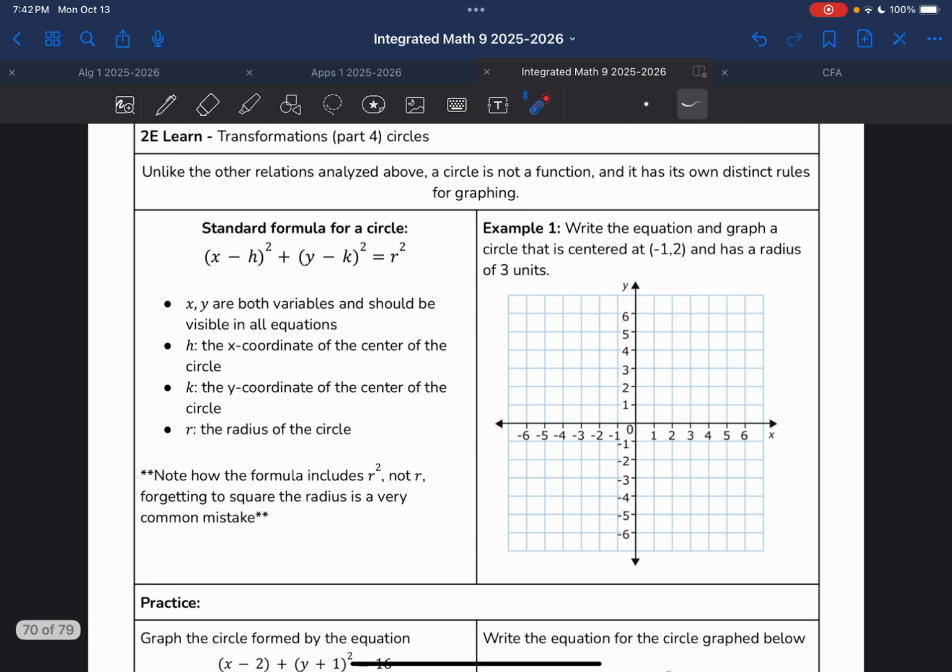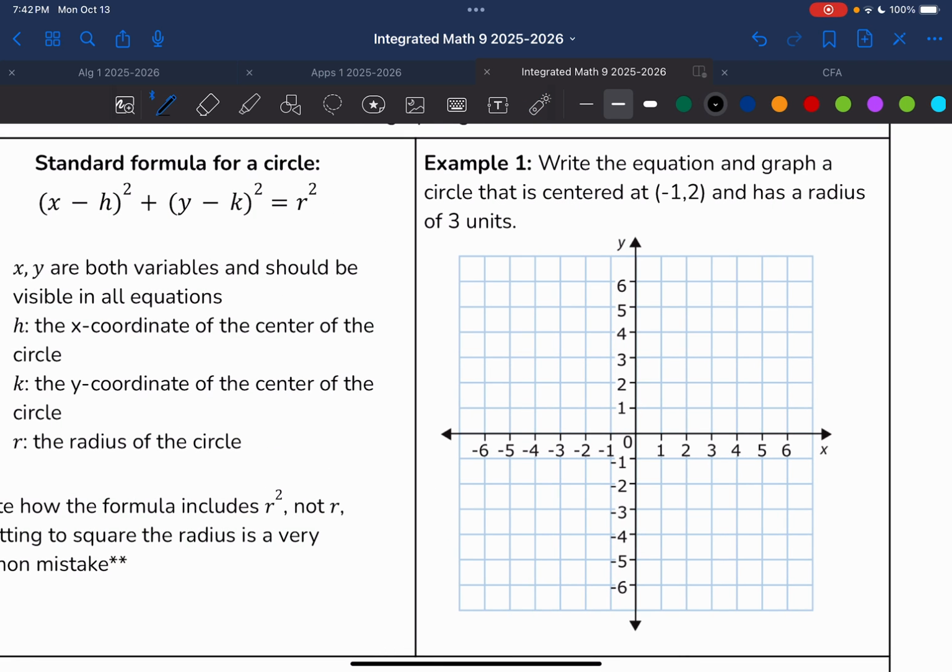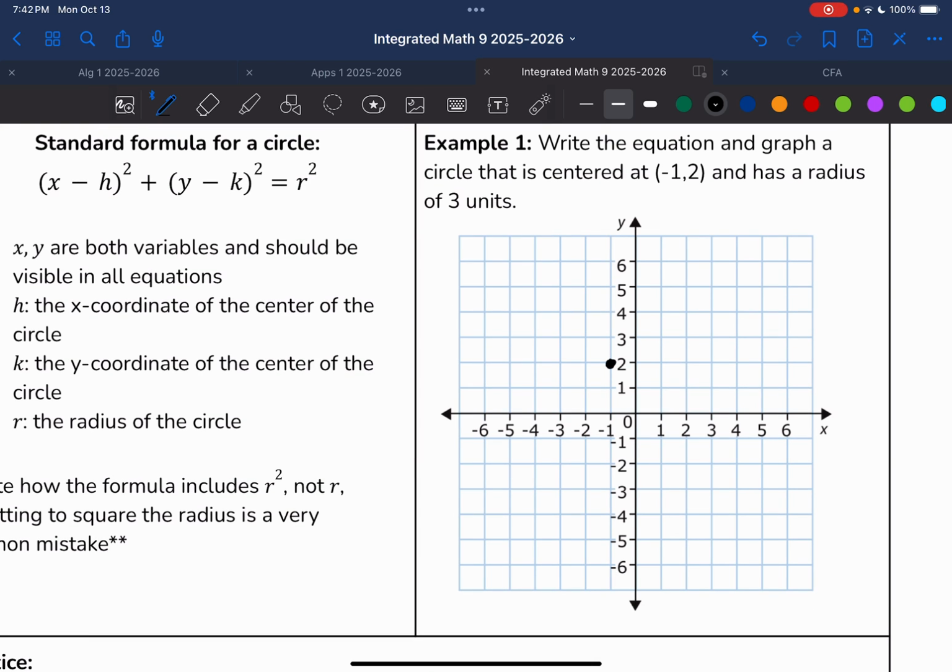So for example, if we have a graph that is centered at -1, 2, that means its center is going to be there. And it's going to have a radius of 3 units, which means it's going to have points that are 3 away in all directions. I'll do my best to connect those into a circle, like that.